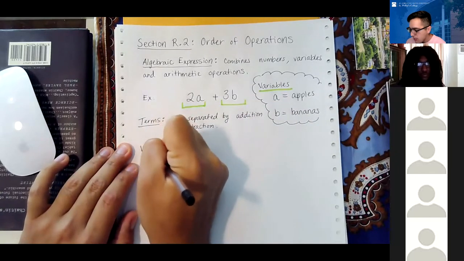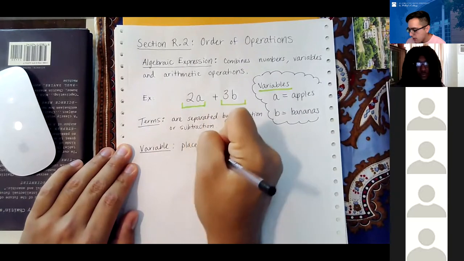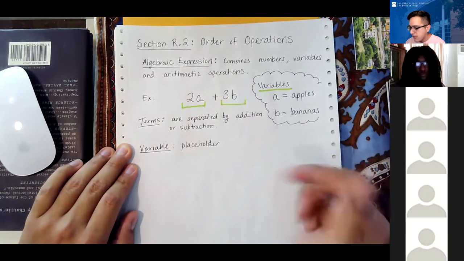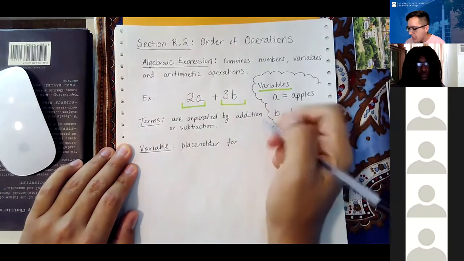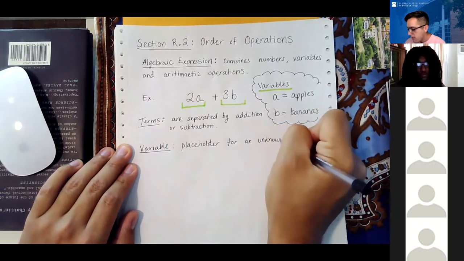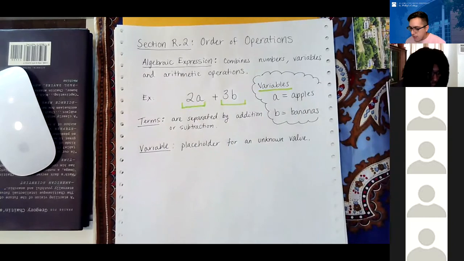So a variable is just a placeholder, a symbol, usually a letter, but it represents an unknown value. What do I mean by that? Another way of putting it is that if I go to one supermarket, apples might be, let's say, 98 cents for an apple.